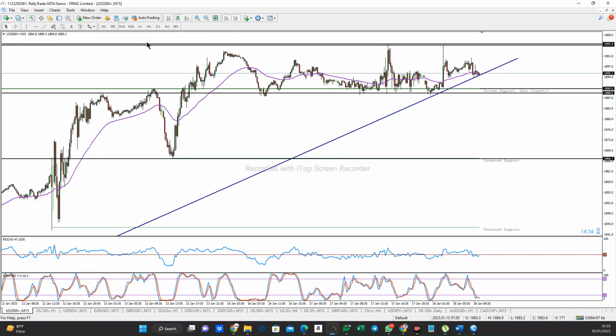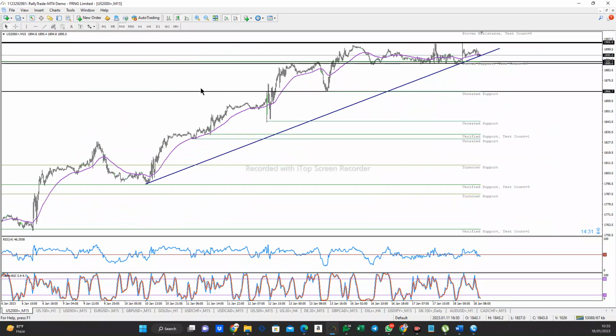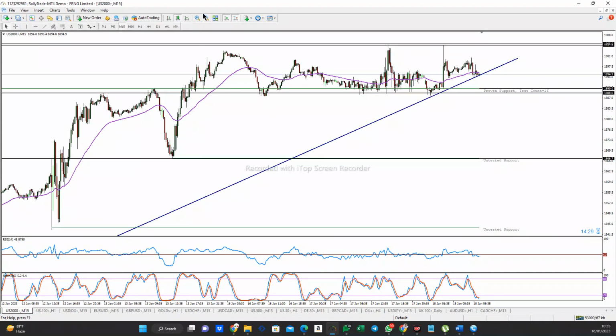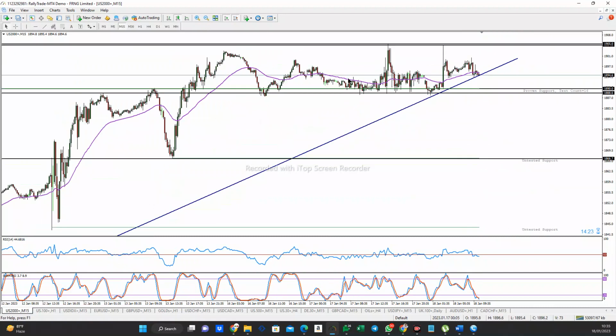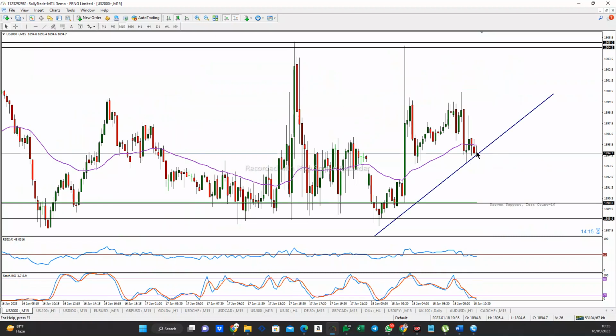Now, if I want to buy, I would want to buy at a low price. The ideal place to buy, you can see what has been happening here. Last time price got to this trend line, it pushed up, and it didn't get to that trend line again until this moment. Now it has gone back to the trend line, so we are probably expecting price to start pushing back up again.